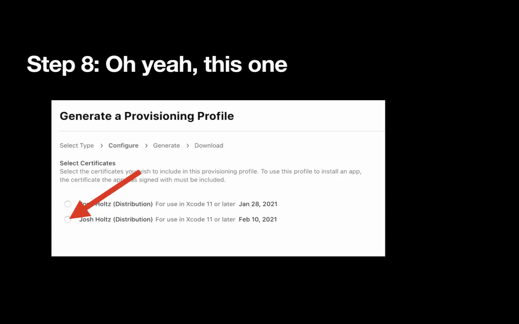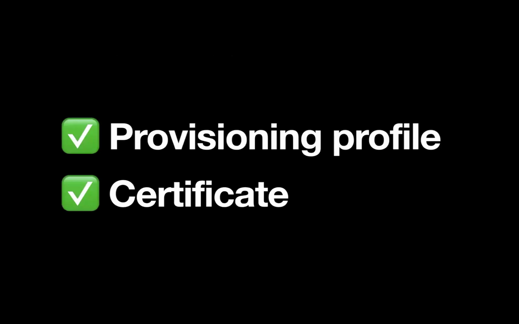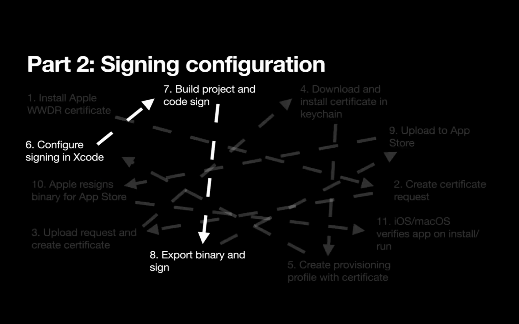I think I created it for the wrong distribution cert that first time, so I had to make sure I did it the right time. This is not the fun part, but this is kind of the steps you go through to actually create the parts to actually code sign. Provisioning profile, check, certificate, check, we got it. Now we're getting to the fun part. Configure signing in Xcode, build the project, and export it.